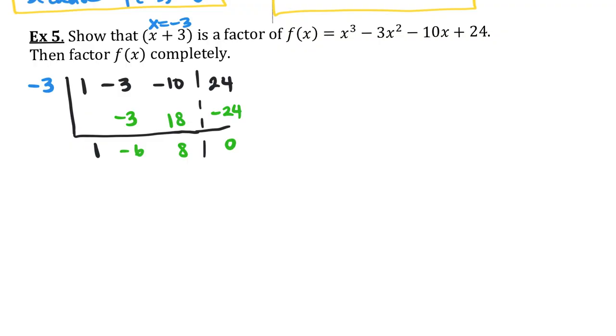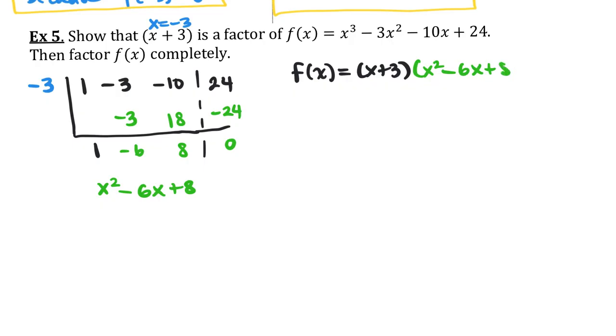I'm going to write the polynomial that is left over so that we can then see how we're going to factor this completely. The remainder is 0. This is constant. This is x squared. So this is really x squared minus 6x plus 8. Let's go back to the original polynomial. f of x equals. Now I know when I divide by this, I end up with this, which means this times this is equal to this.